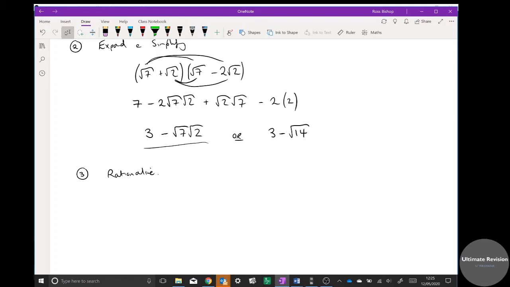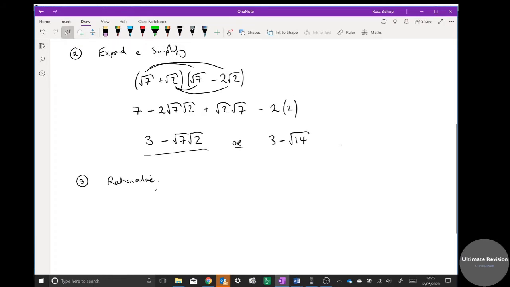So I want you to rationalize the following: 2 over root 3. Now rationalizing means to get the surd off the bottom of the fraction. The reason for that is computing can divide by a surd slightly quicker than it can divide, so it's sometimes easier for computing to get the surd off the bottom there.